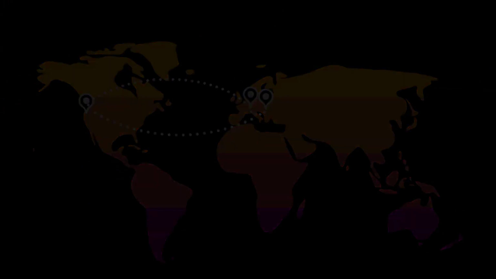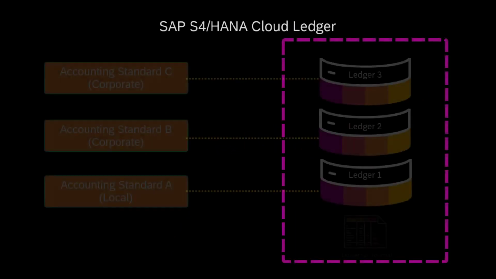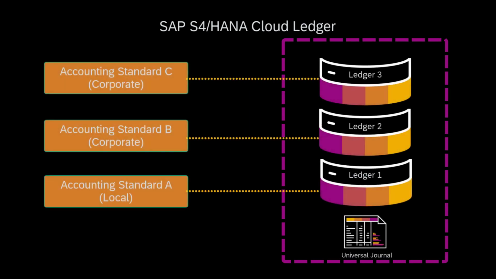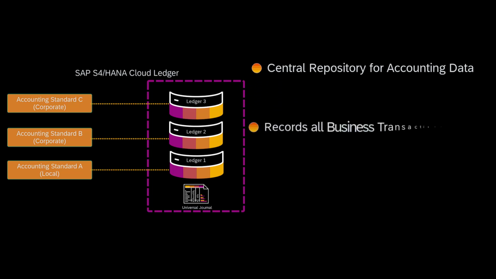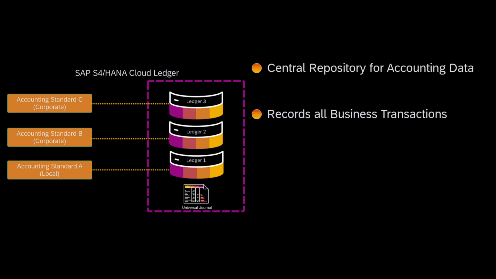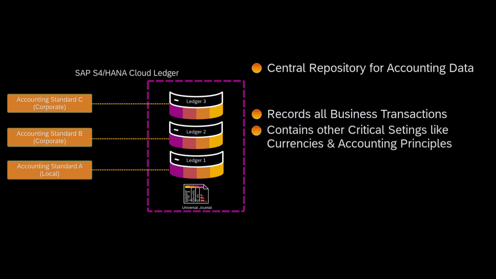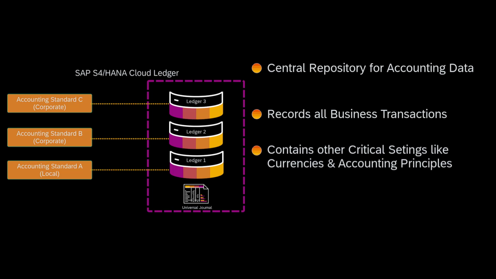Let me just say a couple of general words about ledgers first. This might make it easier to make the decision. The ledger is one of the core entities in the system, and it combines many critical settings for accounting. A standard ledger has the following key characteristics. It's the central repository for accounting data, and it's based on the Universal Journal. It's the entity that records all business transactions and includes the corresponding general ledger accounts. It contains other critical settings that are relevant for a company code using this ledger, like currencies and accounting principles.